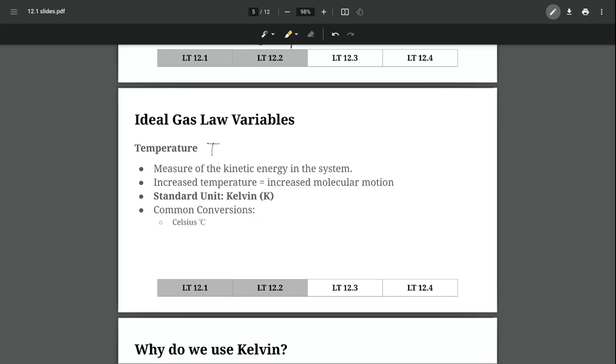And so to get to Kelvin, you can take whatever degrees in Celsius and just add 273. And so if it's 0 degrees Celsius, it's going to be 273 Kelvin. If it's 2 degrees Celsius, 275. So you're always adding 273. It's never a different number.